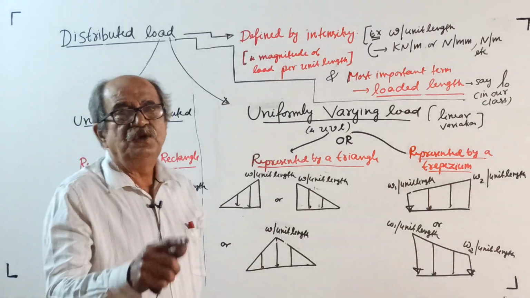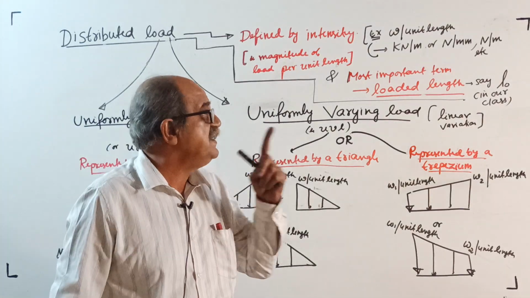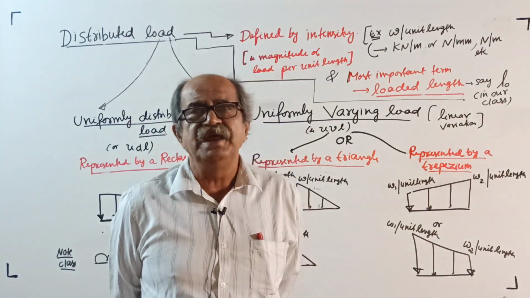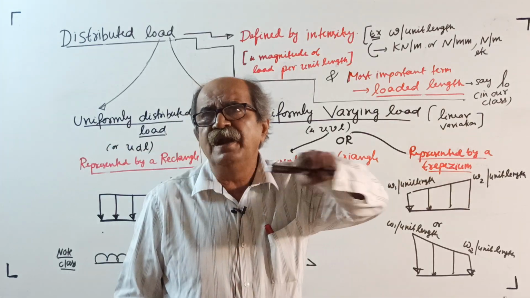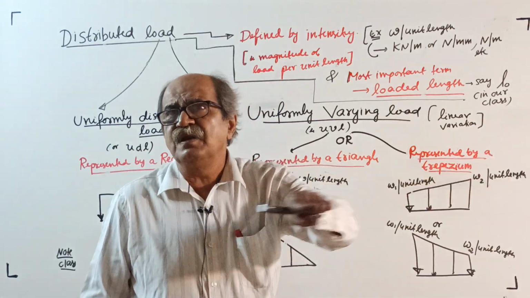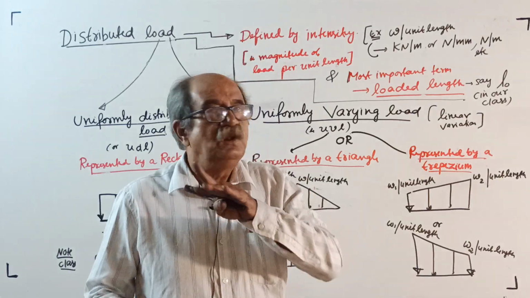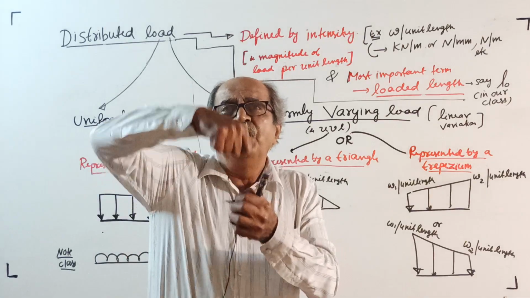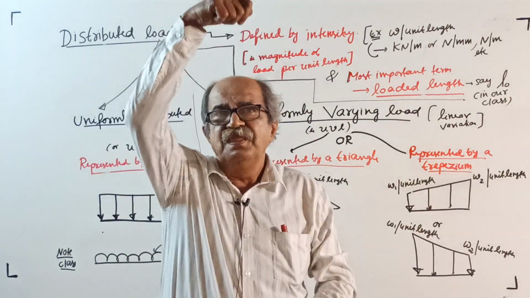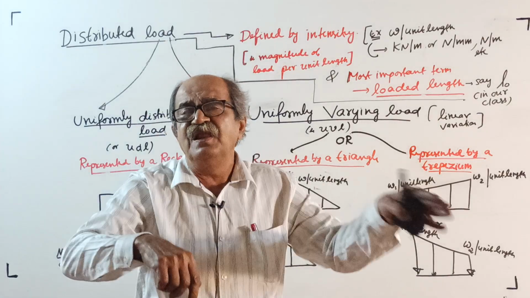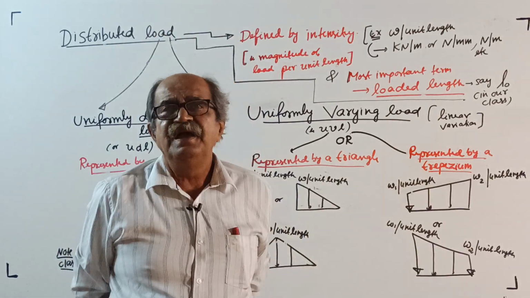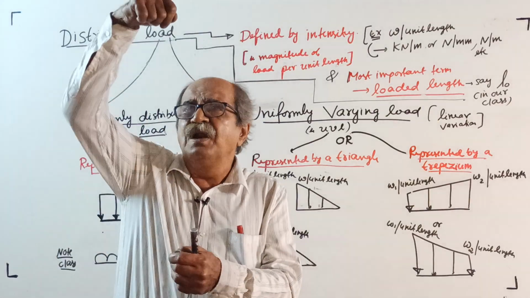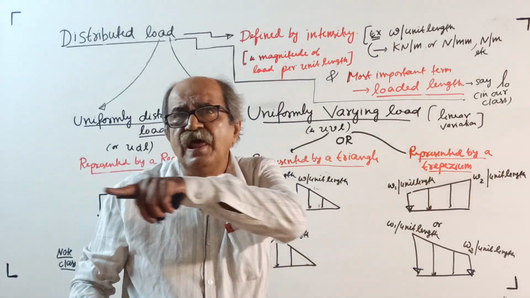Now, one important note you write. I am dictating; in the notes I will write. When you have to represent a load by a diagram, loaded length is along the member. You can call it the base. This I told you last class. And perpendicular to the member, suppose the member is horizontal, the intensity. You write here: intensity is plotted perpendicular to the member and length of load along the member.